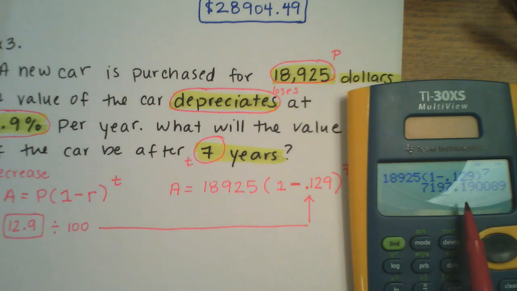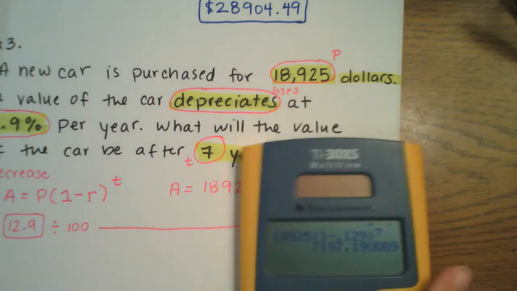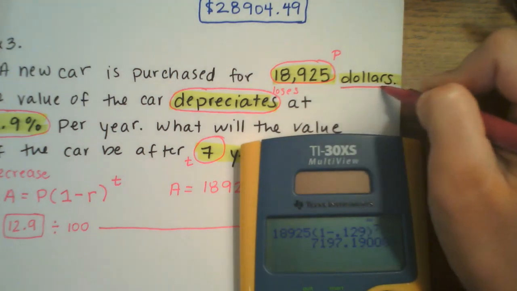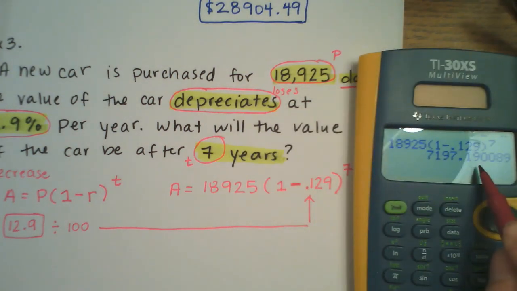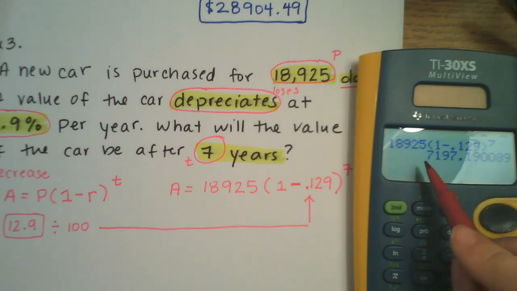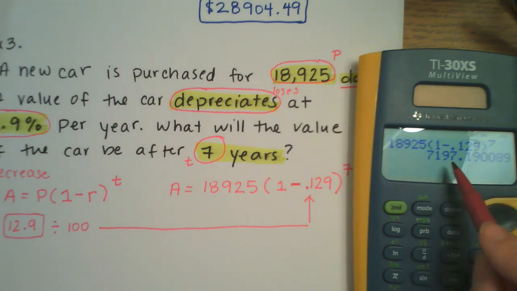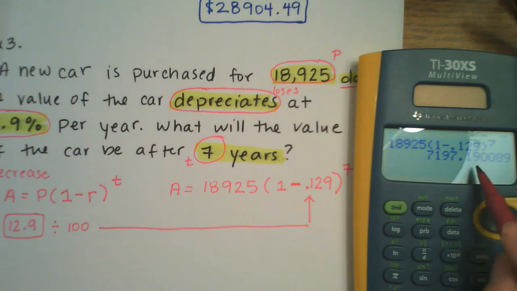So again, we're talking about money, dollars, and Delta Math will ask you, they want it to the nearest cent. So this will be $7,197.19.